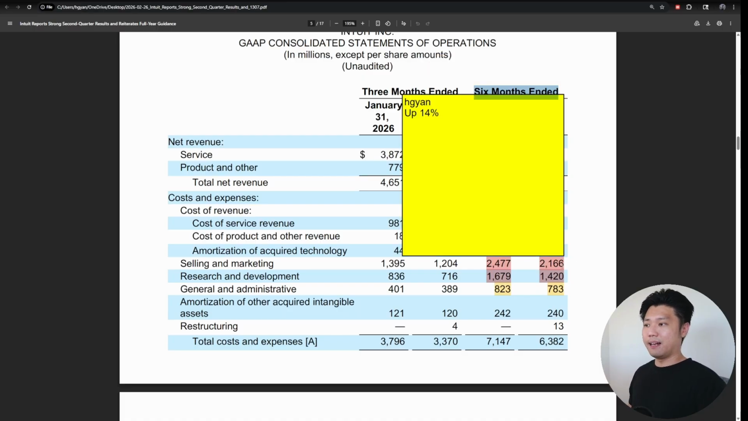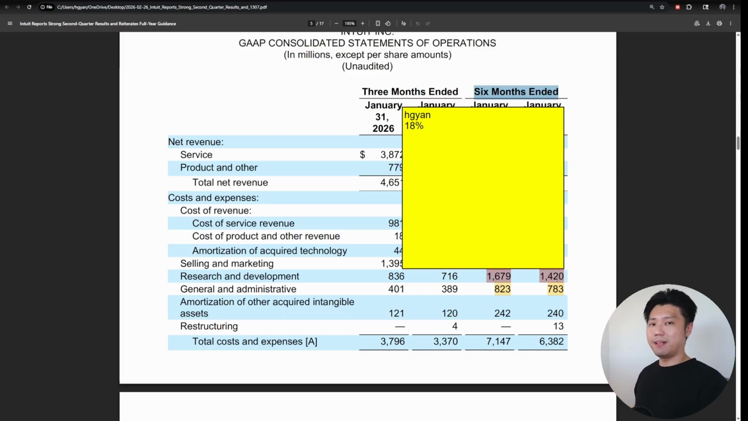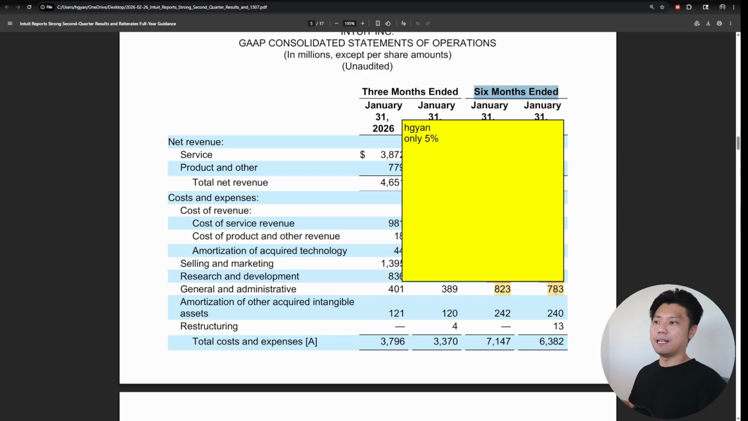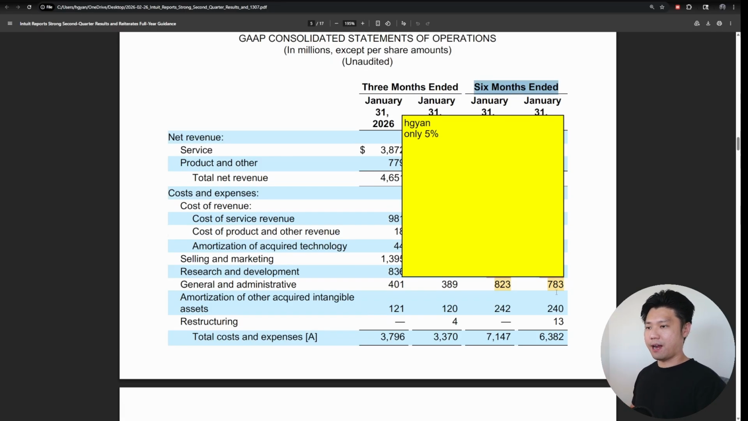Now their selling and marketing is at 14%, which is really close to 18%. We want to see this lower. And the research and development is also really close to 18%. However, I think the company is using this R&D to put into the AI integration, which is going to be good in the future. Also, the general and administrative is only 5%, which is really good. There's nothing to worry about there.